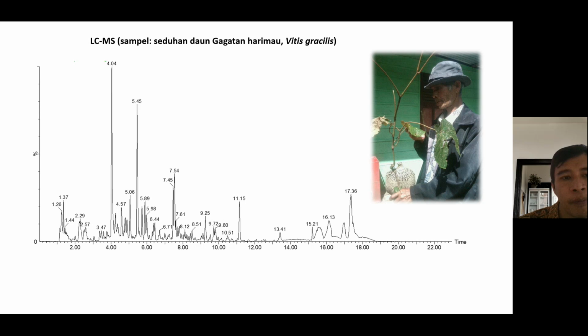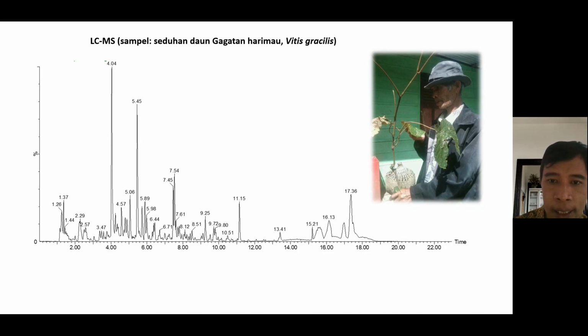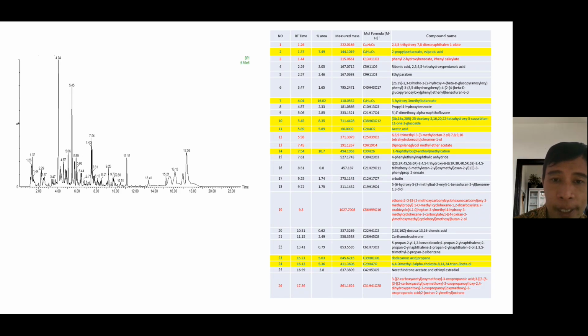So we find some substantial peaks, showing a higher peak like this at minute 4. We also find this metabolite with high concentration, at a retention time of 5.45 minutes. We find this substance, and later up to 20 minutes we detected another like this, at 17 minutes another metabolite occurs here. After analyzing this chromatograph, we reveal that there are actually 26 metabolites that could be detected using LCMS in these leaves of Ficus gracilis.